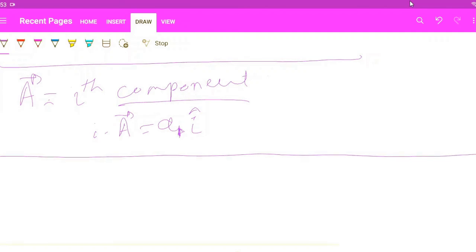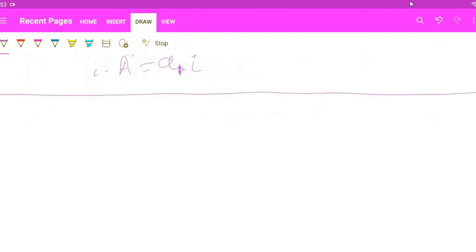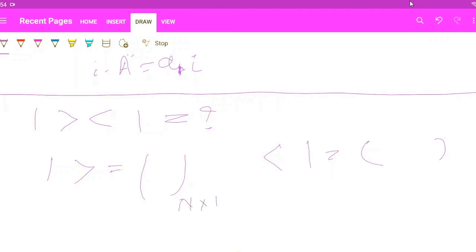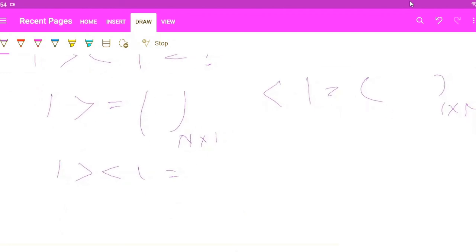Now this complex looking thing, which is, let's say, ket into bra, what will this give me? Since a ket is a column vector, it will have one column and many rows. So this will be n by 1 and this will be 1 by n. The product of the ket with the bra will give me a matrix of dimension n by n.